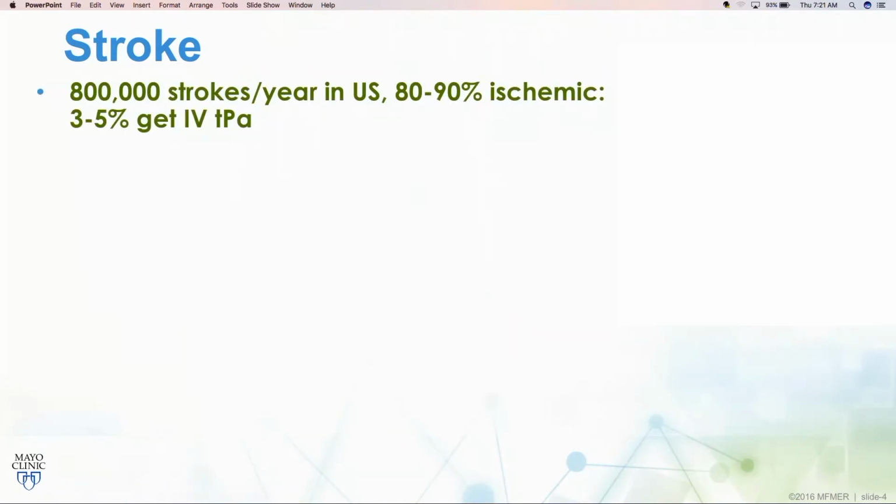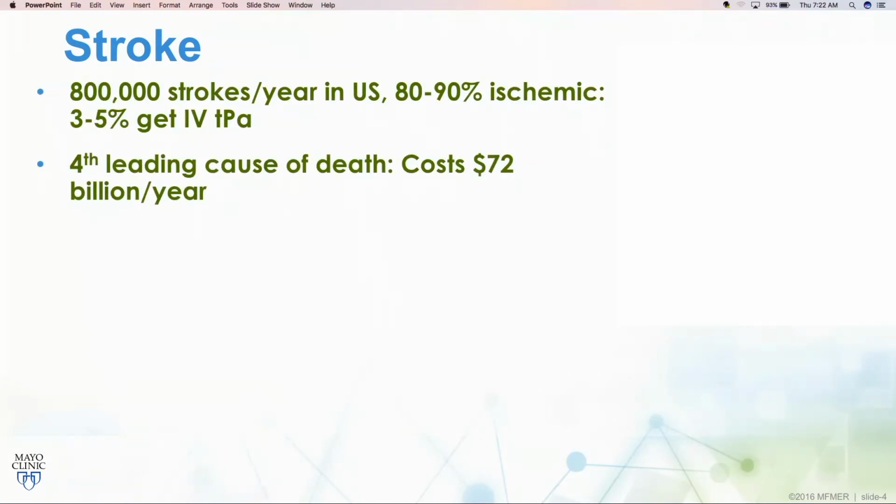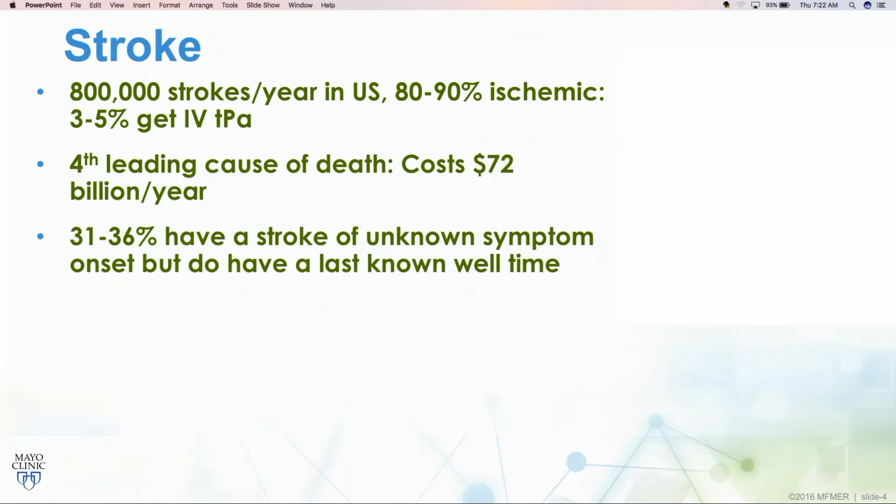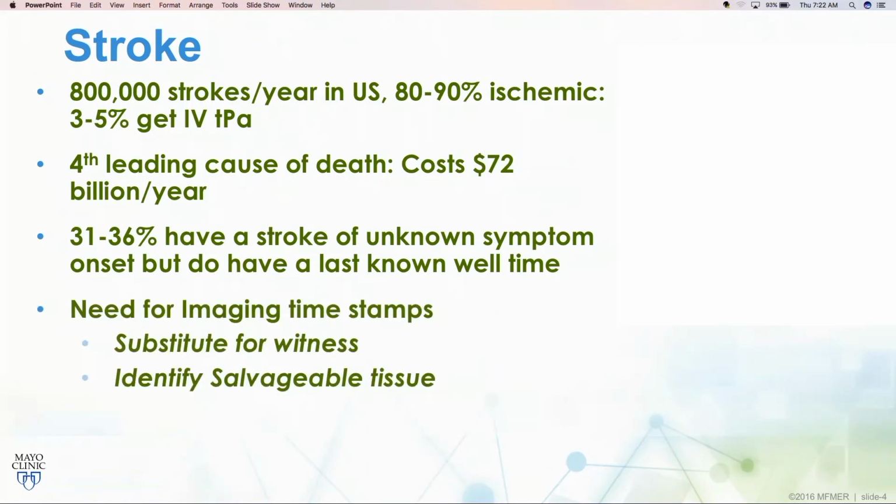So stroke is very common. It's even common where we live. We only have 110,000 people in our town, but we service about 3 million people from about 40 countries coming there. And even in our small community, there's quite a bit of stroke going on.